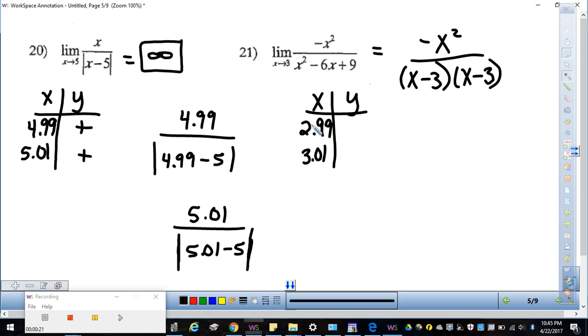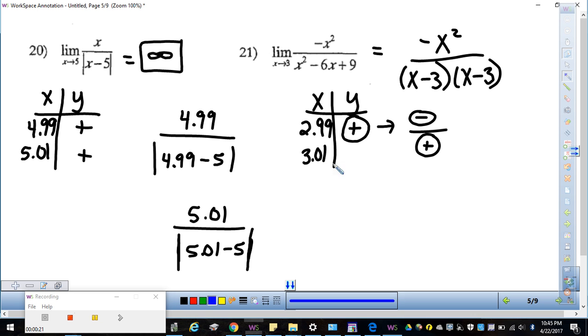So let's think about what would happen for the x value of 2.99. 2.99 squared is positive, but put that negative in front, that's going to make it negative. That's going to be a negative on the top. On the bottom, 2.99 take away 3 will be negative. But it happens twice. A negative times a negative is a positive. So negative over a positive, altogether that's negative.